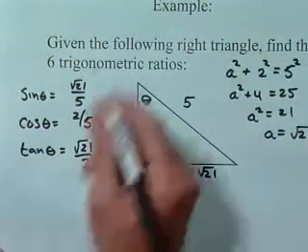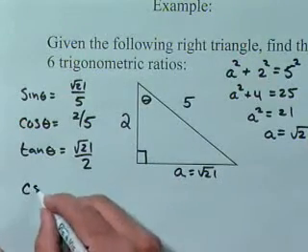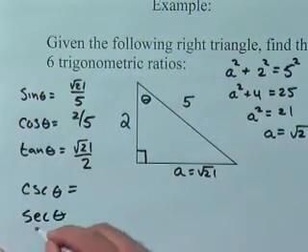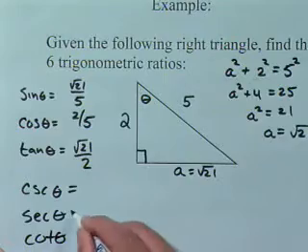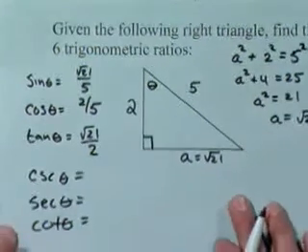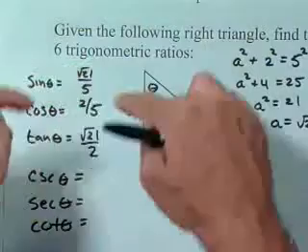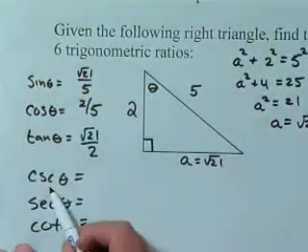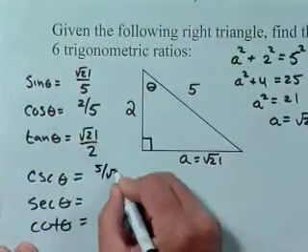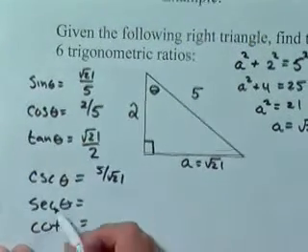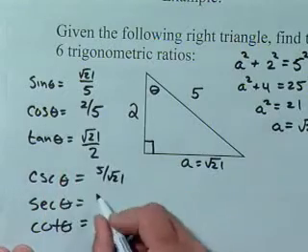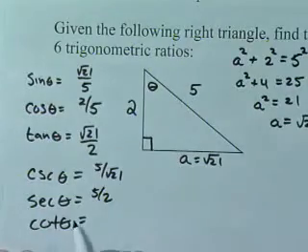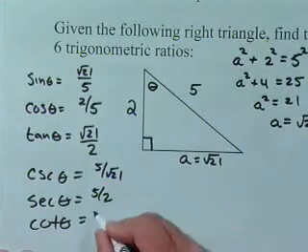Okay, and now we have to do the other ones, so we have cosecant, secant, and cotangent. Remember, cosecant is just the invert. We invert the sine ratio, the reciprocal. So cosecant is going to be 5 over the square root of 21. Secant is a reciprocal of cosine. So I'm just inverting all my fractions. And cotangent is a reciprocal of tangent.